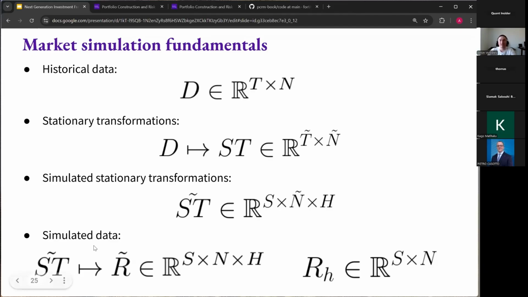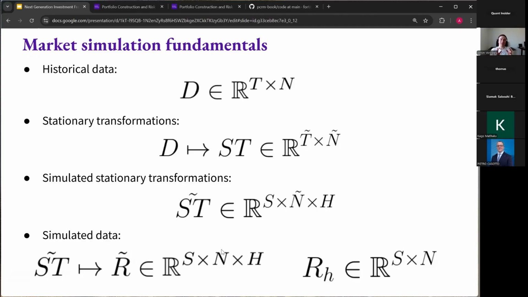Once we have these stationary transformations, then we want to go back to the data that we are actually interested in. So this could be the returns, the risk factors such as interest rates, implied volatilities, and things like that. And this is where we have this R tilde matrix. So it has still the same number of paths S, it has the same horizons as the stationary transformations, but then it has the same dimension as the original data that we had, because this was what we were interested in the first place.